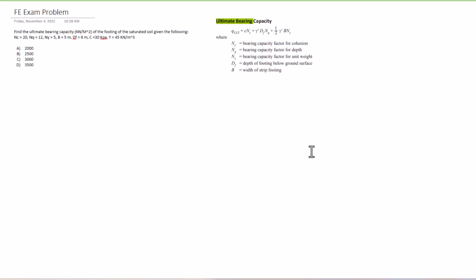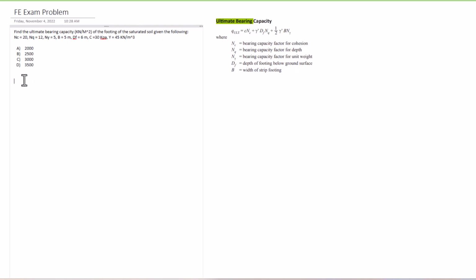Find the ultimate bearing capacity, in kilonewtons per meter squared, of the footing of the saturated soil given the following information. N sub C is 20, N sub Q is 12, N sub gamma is 5. The base of the footing is 5 meters. The depth of the footing is 6 meters. C equals 30 kilopascals. And the gamma, that stands for unit weight, is 45 kilonewtons per meter cubed.